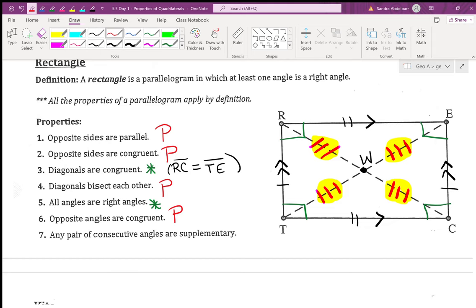Any pair of consecutive angles are supplementary. Isn't that also a parallelogram? But isn't that also pointless? Because all the angles are what? Supplements, because they're all 90, right?